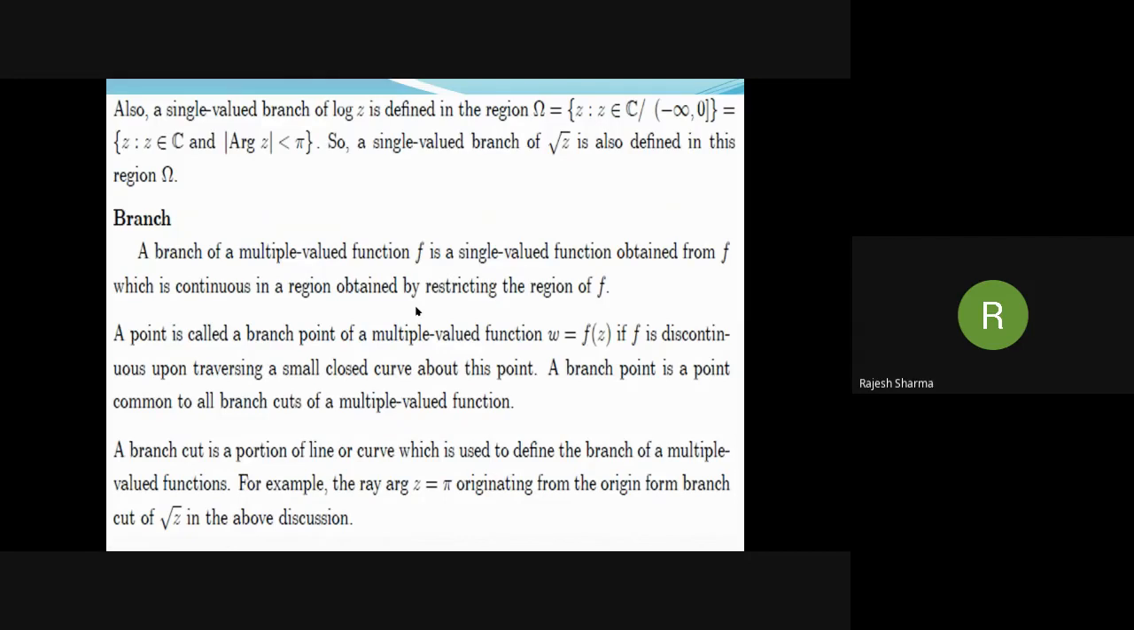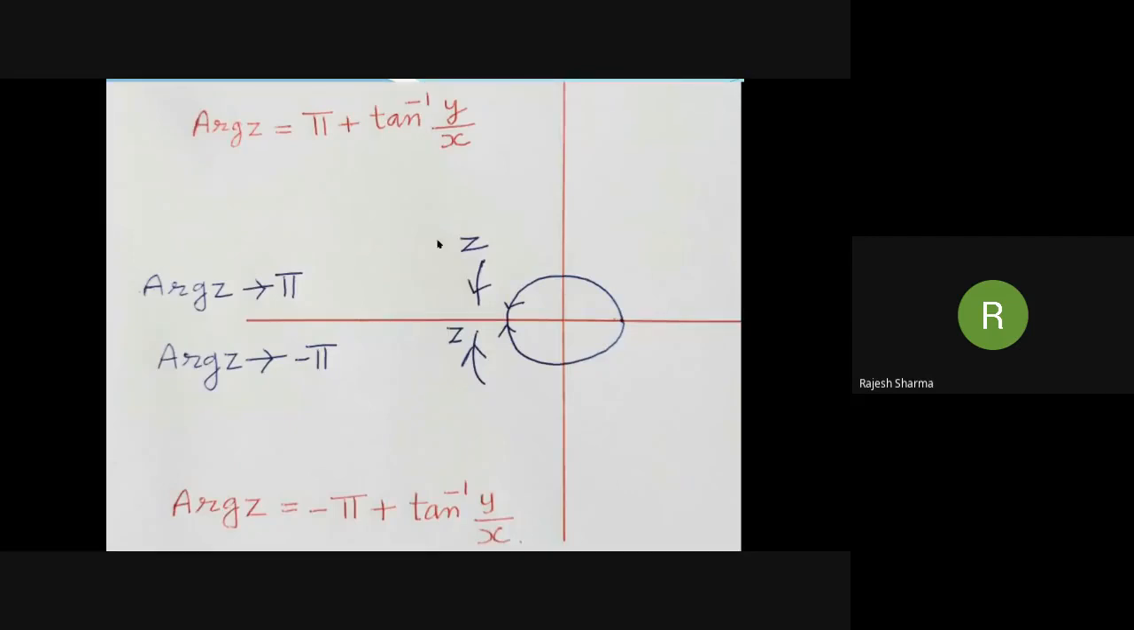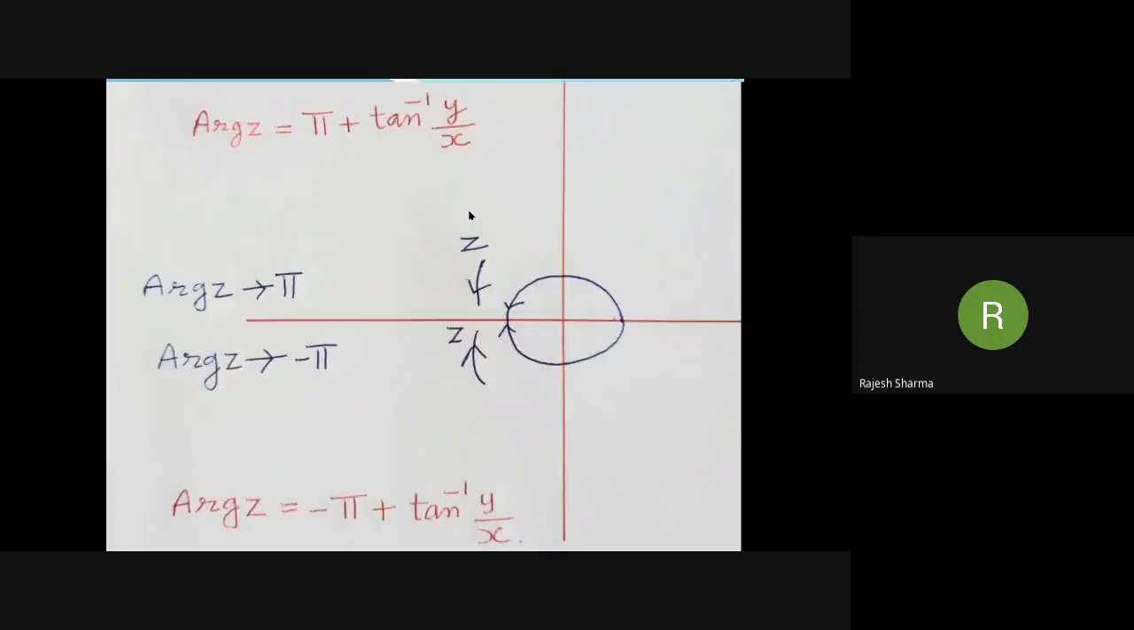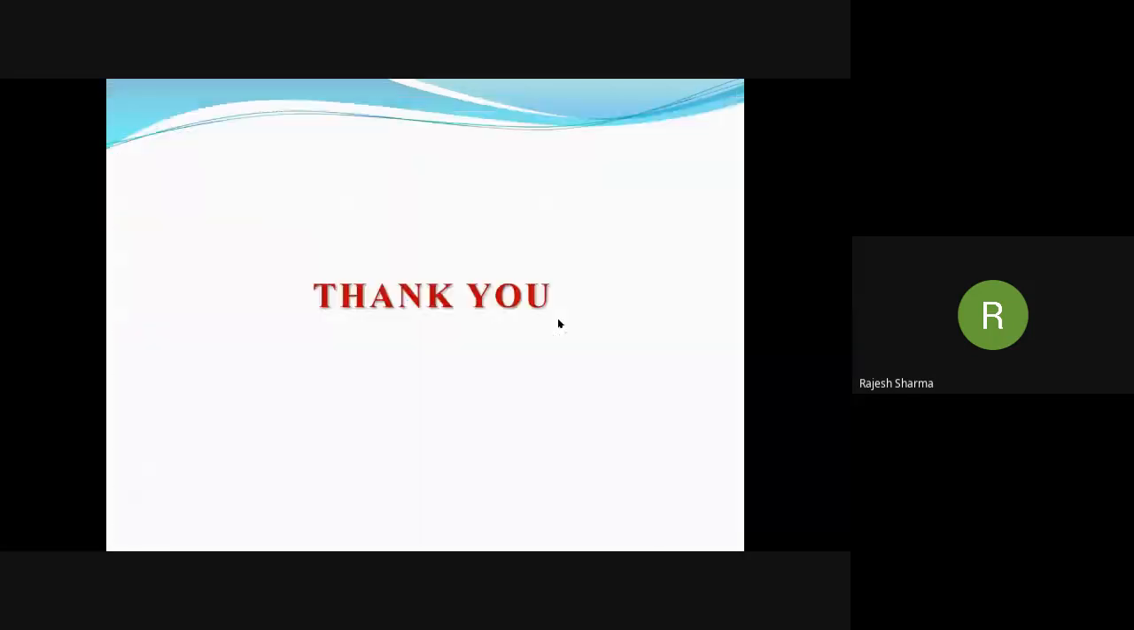A branch cut is a portion of a line or curve which is used to define the branch of a multiple valued function. For example, the ray argument of z = π originating from the origin forms the branch cut of root z. That is, in this case, we have to cut this negative real axis, or we can say that it is a ray emanating from the origin, and this represents the branch cut.